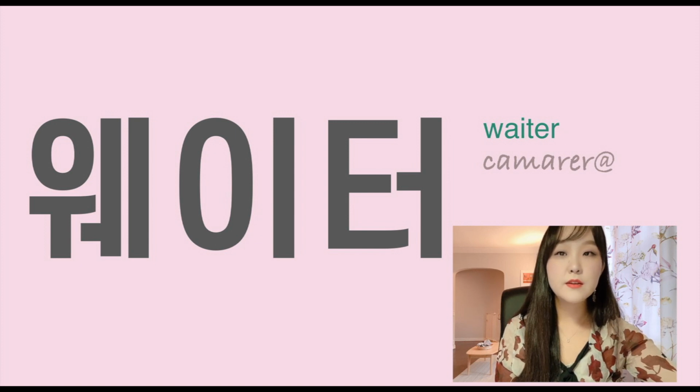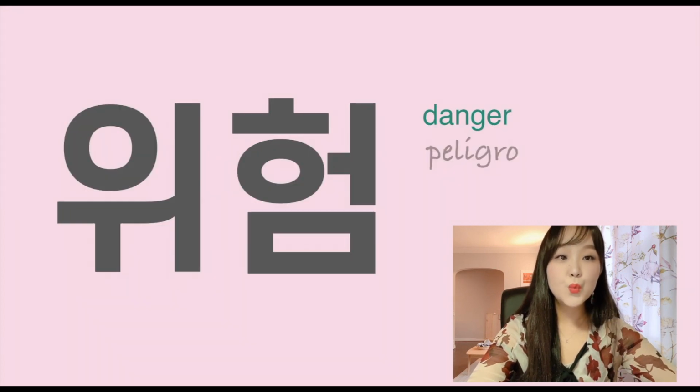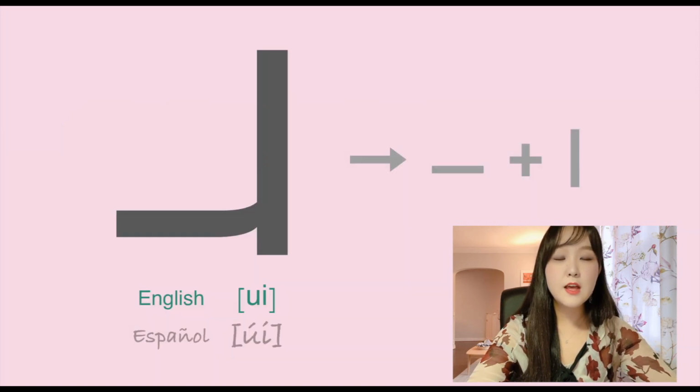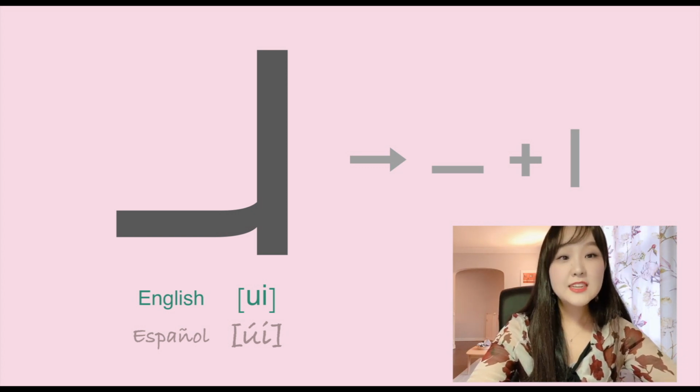Waiter. And this is also the combined form of u and e. So it sounds in between and combines the sound of u and e. So let's hear it. We. And lastly, this is also the combined form of u and e. So it sounds in between and the combined sound of u and e. So let's hear the sound. 의사.